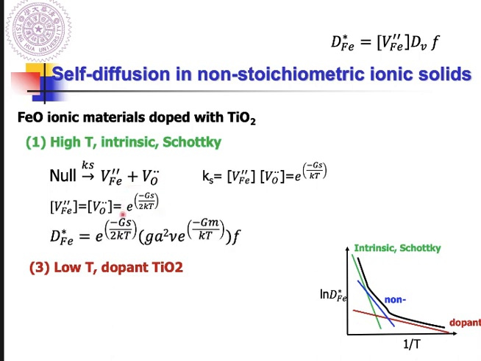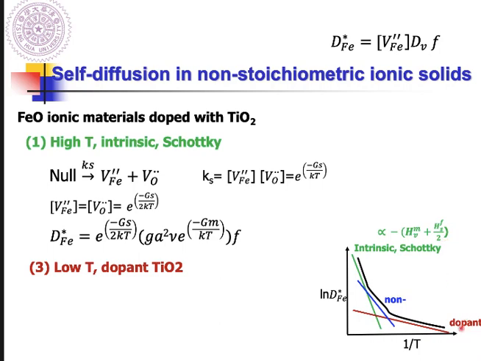So I can easily formulate the diffusivity of iron ions, expressed like this. This term is n times d times V times F. So when you take the log of this equation, the slope will be this one plus this one in the enthalpy term. So it will be like this: you have the migration energy and also the Schottky defect formation energy divided by 2.